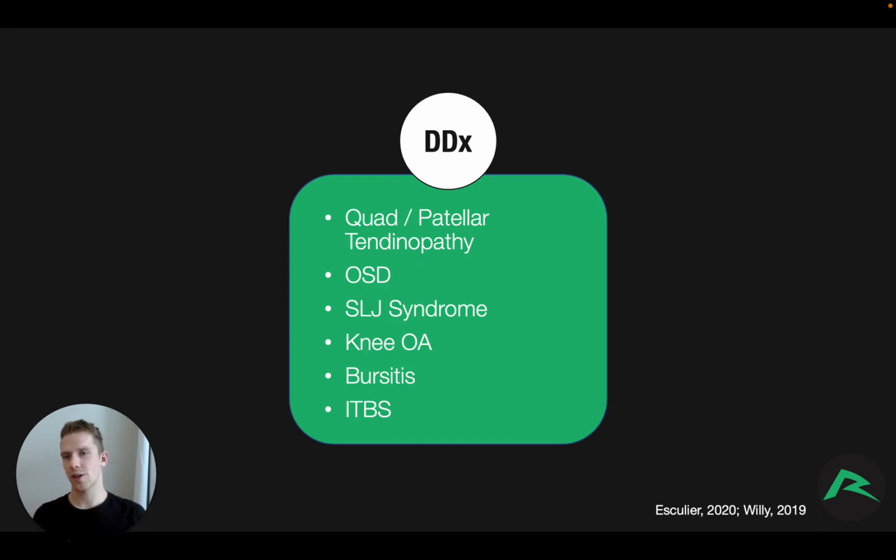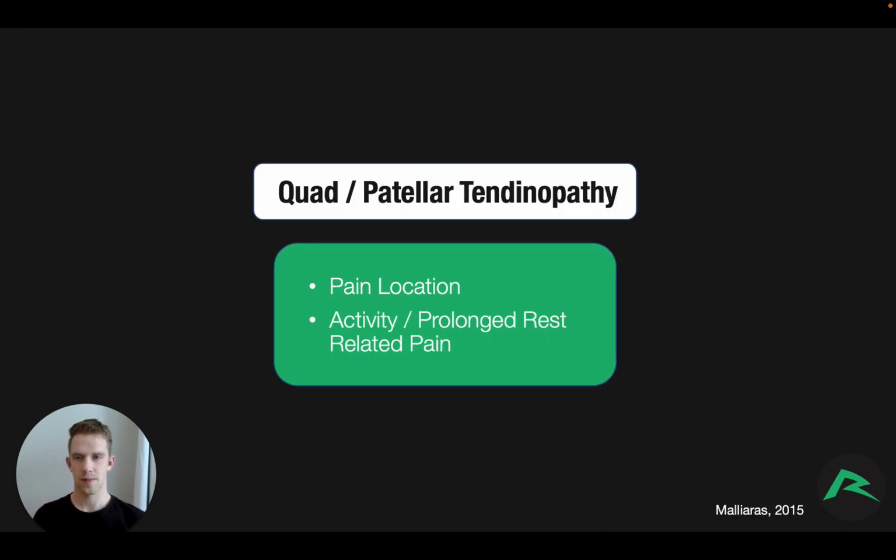Differential diagnoses, we're going to look at quad or patellar tendinopathy, Osgood-Schlatter's disease, Sinding-Larsen-Johansson syndrome, knee osteoarthritis, bursitis, or iliotibial band syndrome. Okay, so for quad and patellar tendinopathy, you're going to look towards your pain location again.